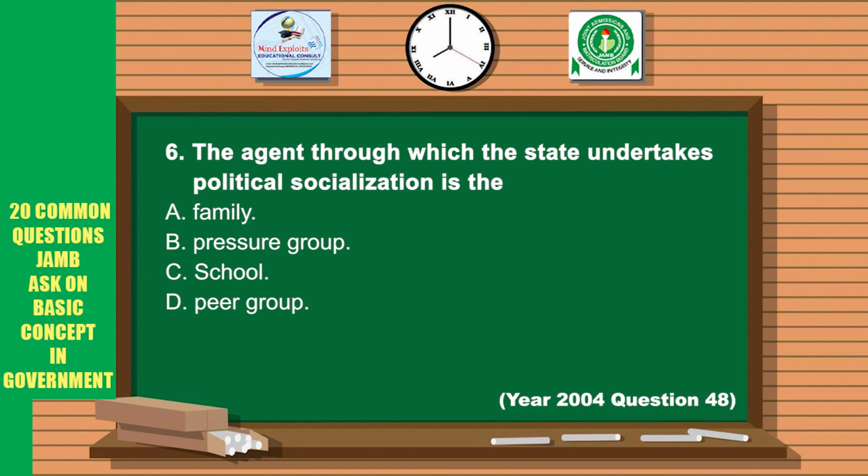And the major official way through which government does this is through the school. And that's part of the reasons why government makes education free to some extent, except for those who go to private schools. And aside from that, it is the government that determines the drafting of the curriculum that will be used to teach the students. So the right answer there is C.